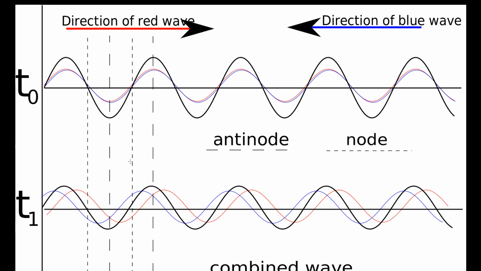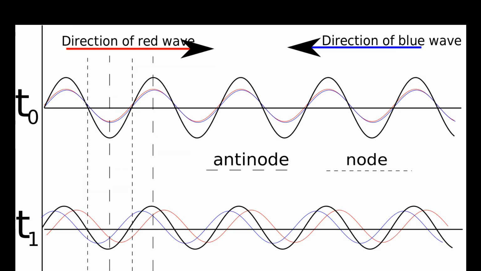So even though these two waves are travelling in opposite directions, even though at this point, for example, there is a displacement on the red wave and a displacement on the blue wave, they cancel out, and so everywhere along these lines we get no displacement.